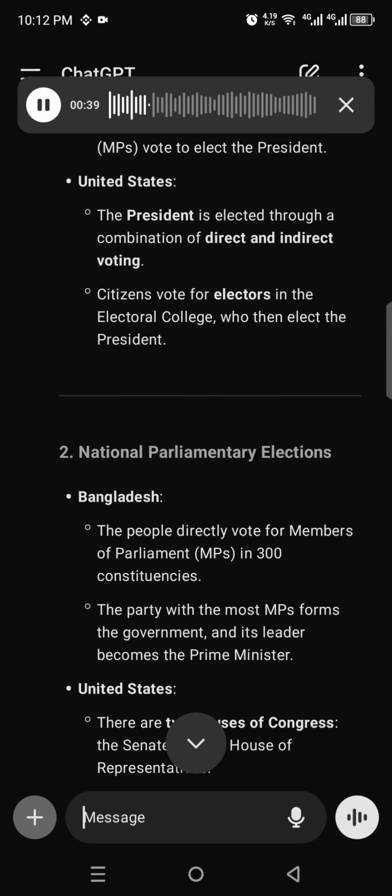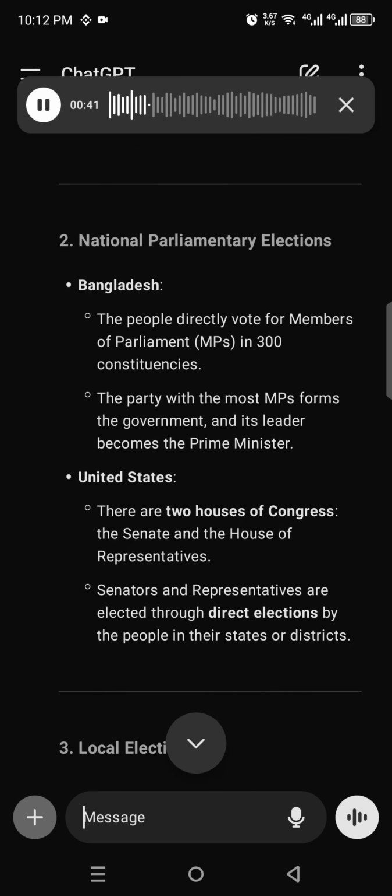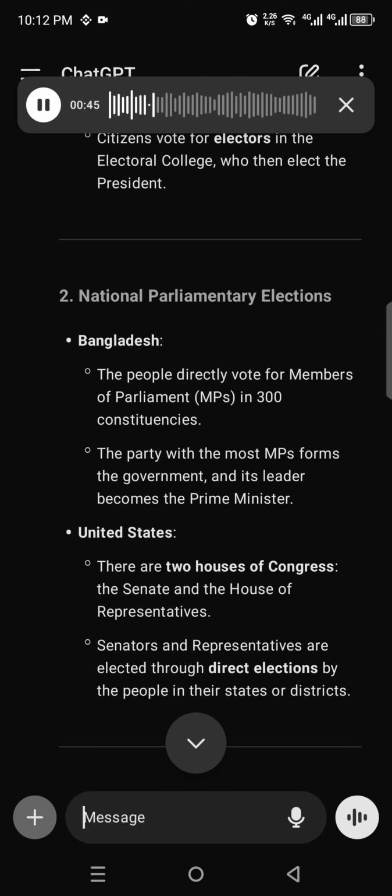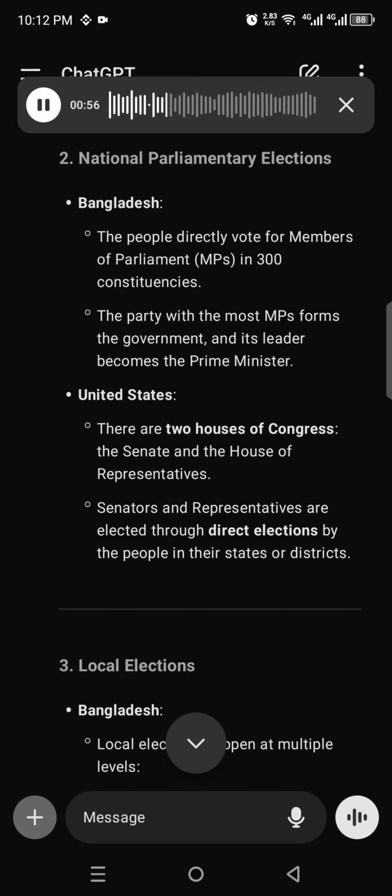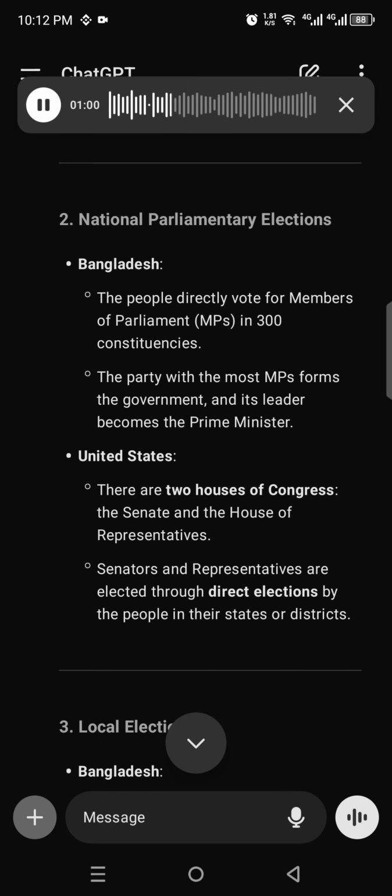2. National parliamentary elections. Bangladesh. The people directly vote for members of parliament, MPs, in 300 constituencies. The party with the most MPs forms the government, and its leader becomes the prime minister. United States. There are 2 houses of Congress: the Senate and the House of Representatives. Senators and representatives are elected through direct elections by the people in their states or districts.